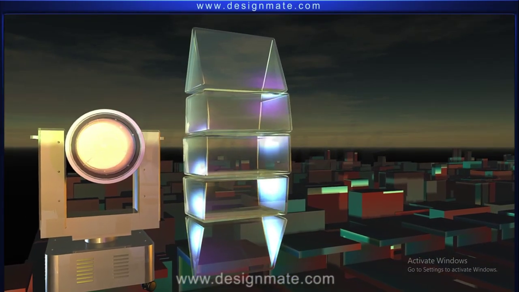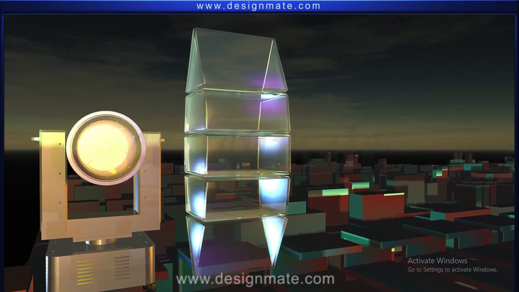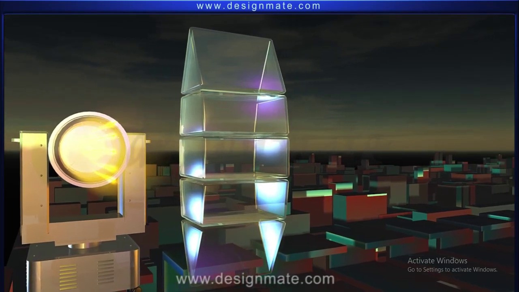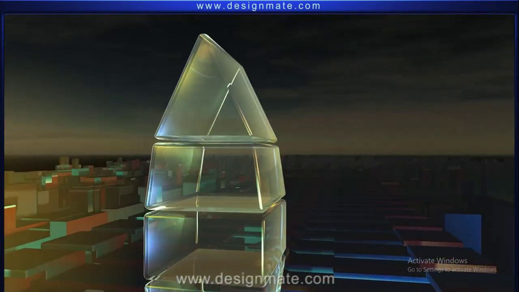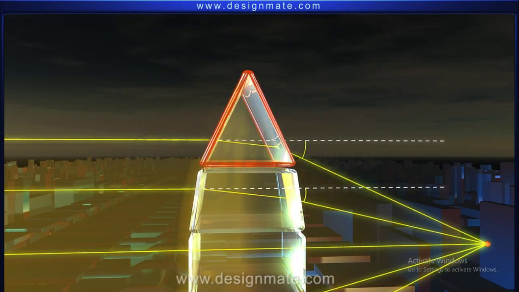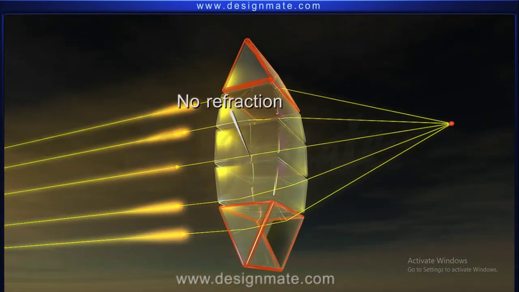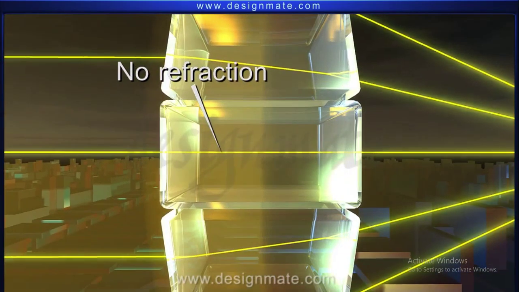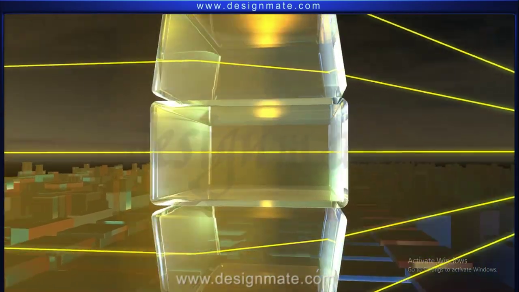Insert a few more slabs of prisms between the two prisms. The parallel rays incident on such an assembly will undergo maximum refraction at its top and bottom. The rays undergo no refraction at the center of the lens.